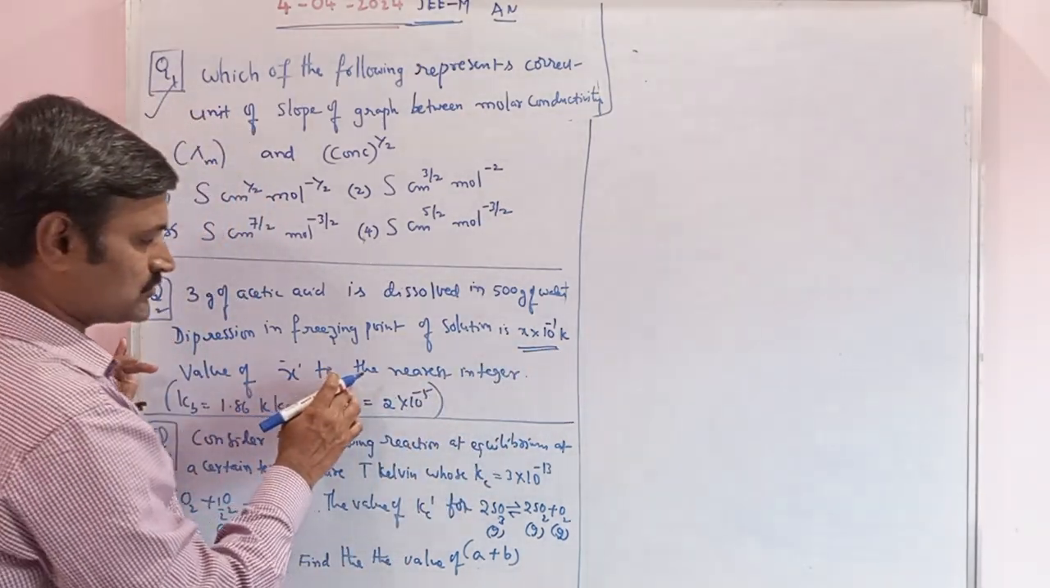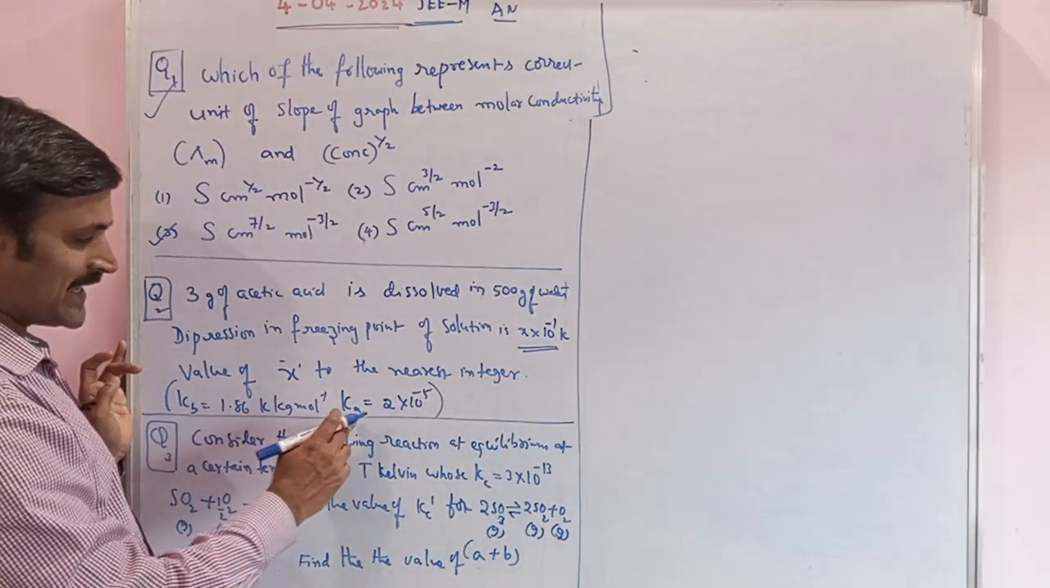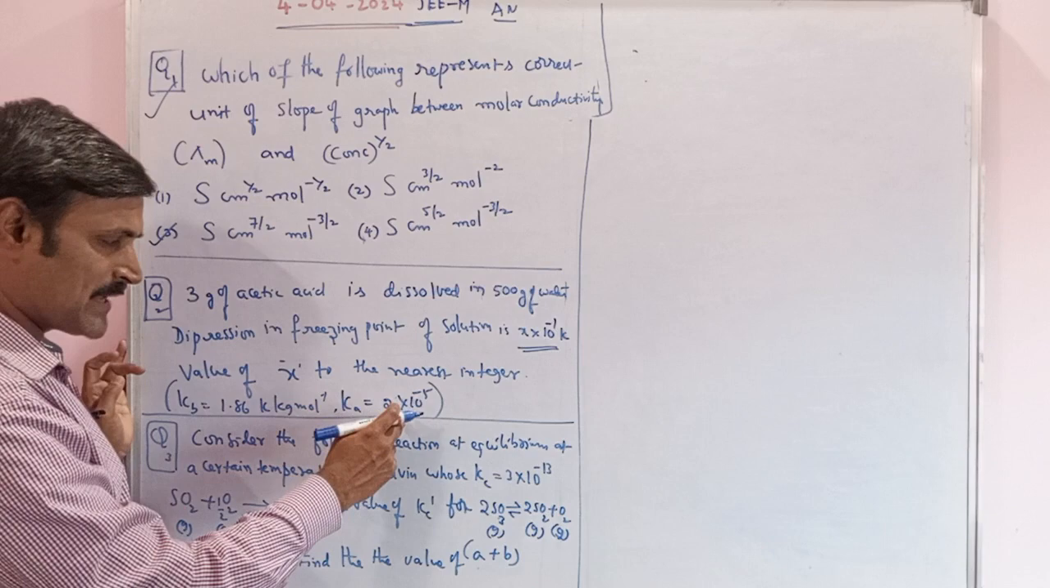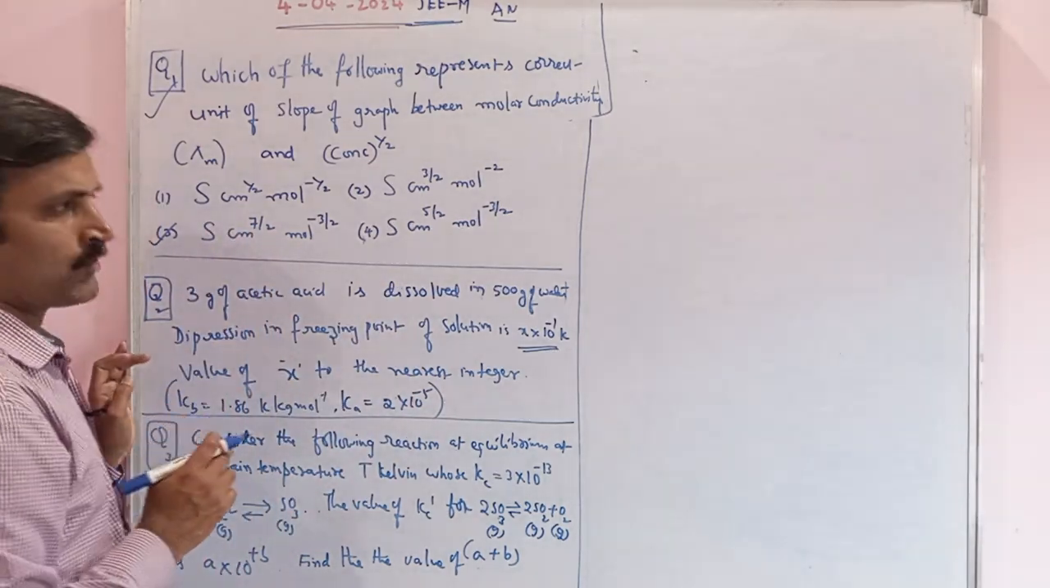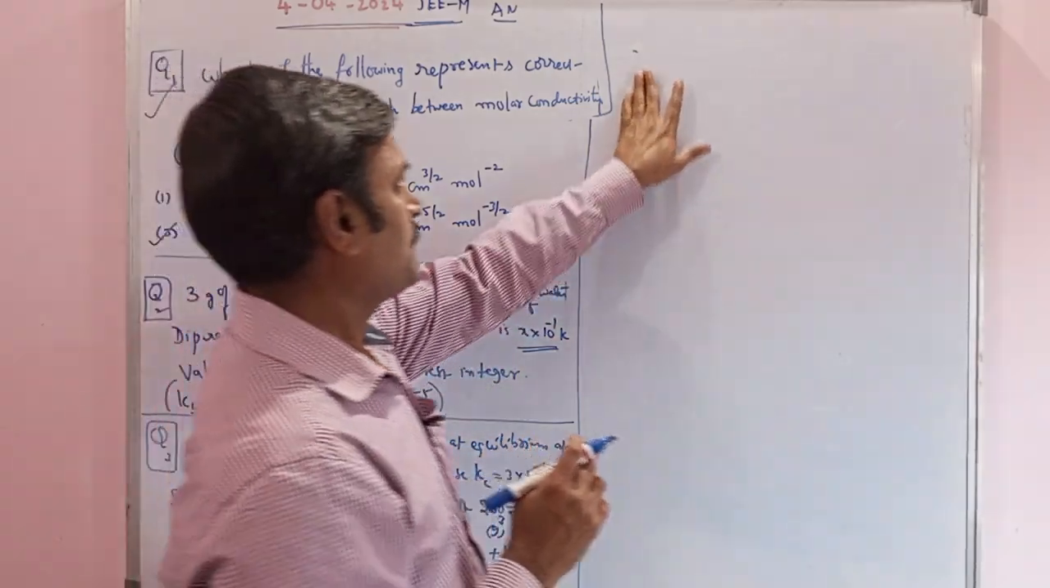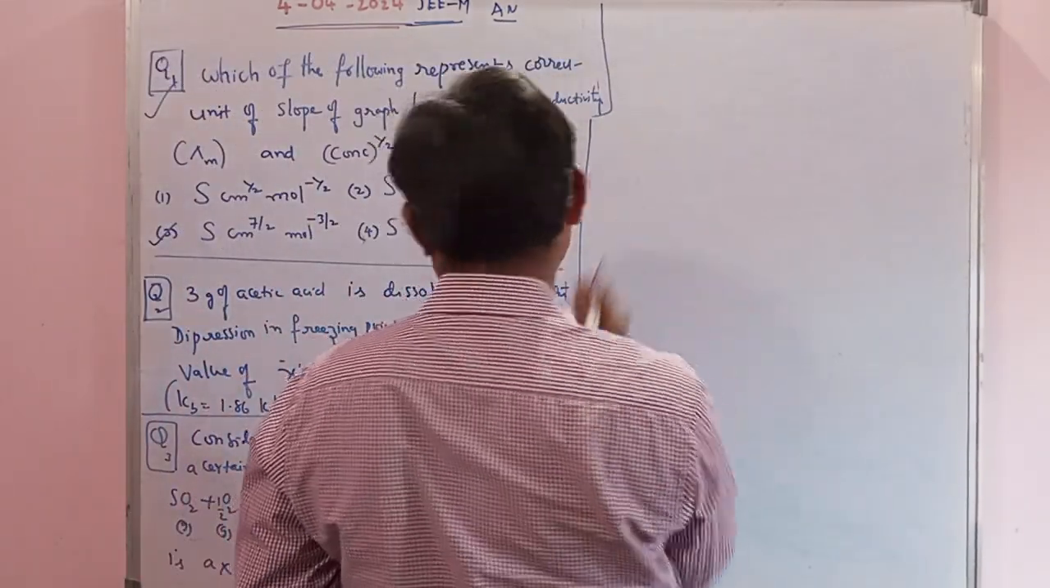Find the value of x to the nearest integer. When the Kb value is provided to us, the Ka value is 2 into 10 to the power minus 5. Ka is for the weak acid, Kb is for water. They have provided these to us. Now, we know that acetic acid is a weak acid.